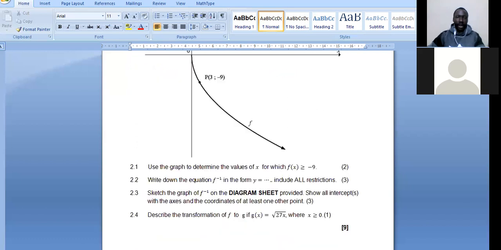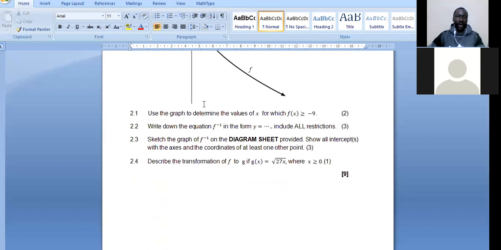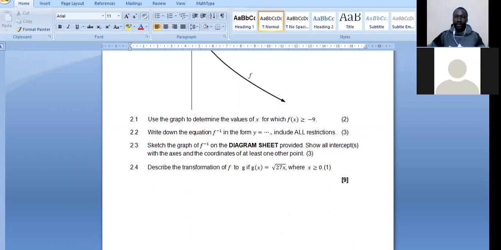And now the first question we have to deal with is the question requiring us to use the graph to determine the values of x for which the function f of x is greater or equals to negative 9. So you see here, basically, we are not going to do any calculation. What we are supposed to do is we just look at the graph. Then when we look at the graph, we check through to determine for what values of x will the function, which in this case is the value of y, okay?